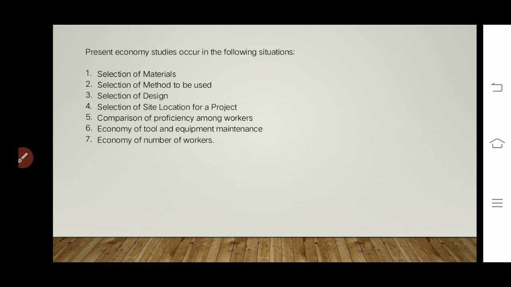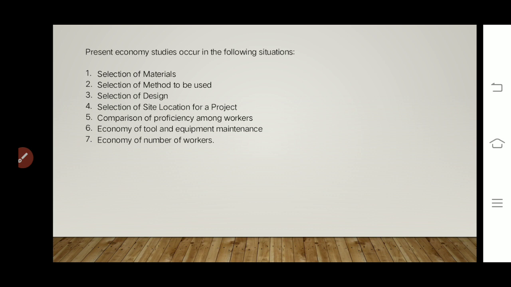So, kung alin yung mas magkakaroon ng less cost. And then, number 5, comparison of proficiency among workers. So, halimbawa, meron kang skilled worker and unskilled worker. 'Di ba, imbes na mag-hire ka ng dalawang skilled worker, let's say, i-compare mo kung mag-hire ka lang ng isang skilled worker and then yung the rest unskilled na. So, kukompute mo doon, kukompare mo kung ilan yung magiging less yung gagastusin.